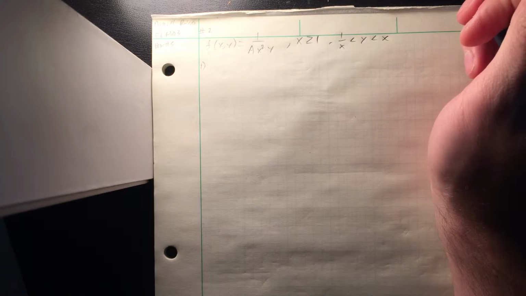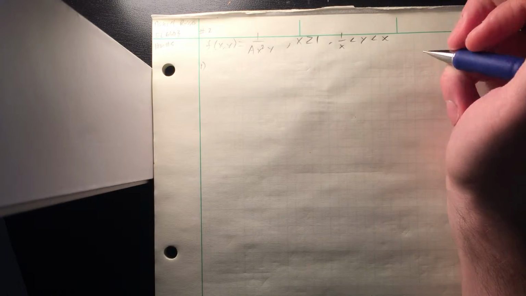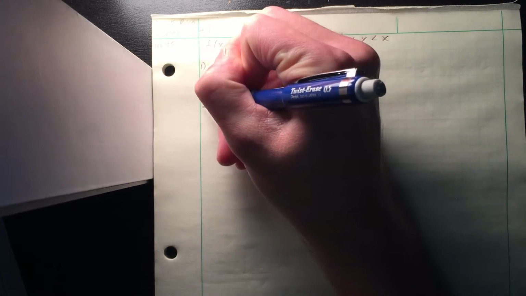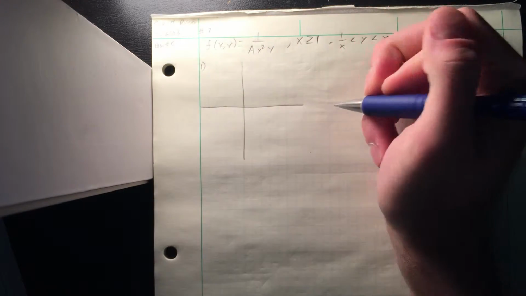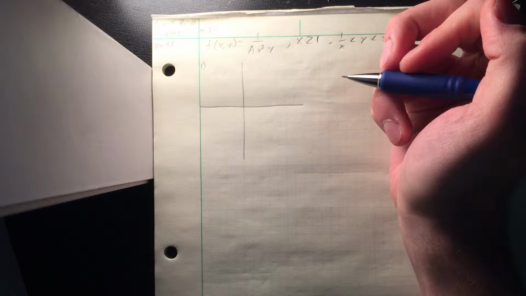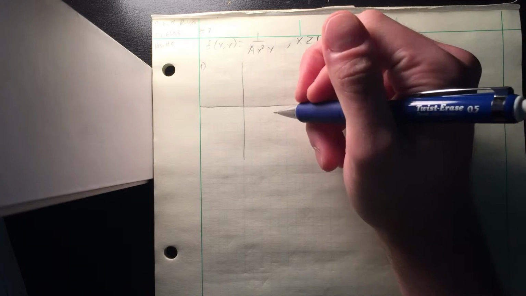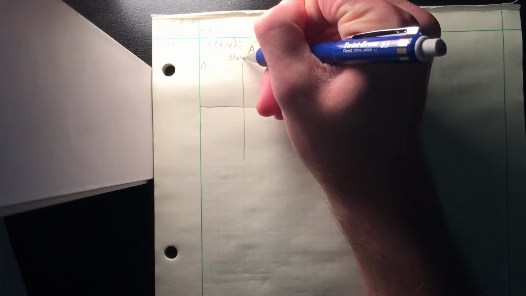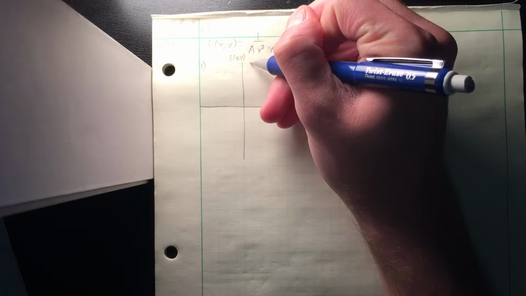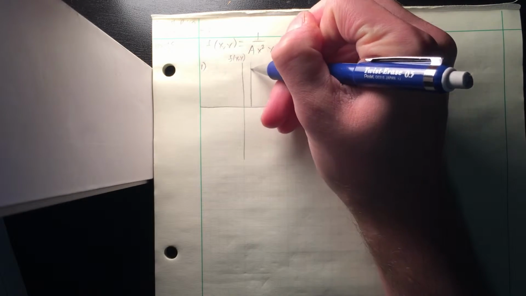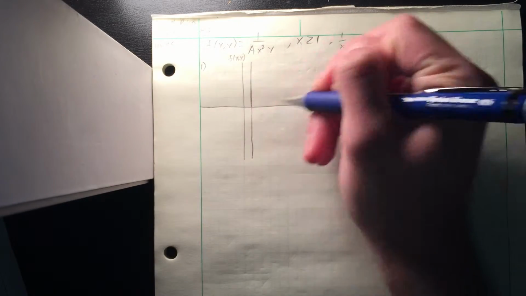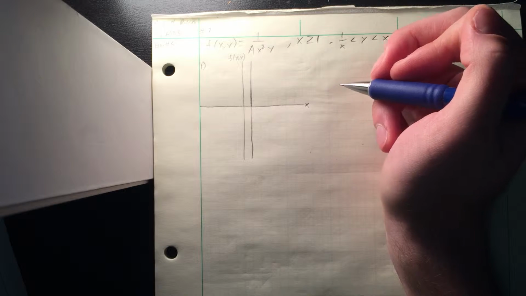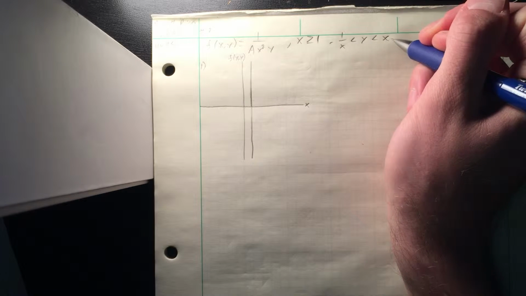Okay, so let's draw this out. Now we know that x is greater than 1. So right here, when x is 1, it's going to be a boundary line. So everything beyond this line will be valid. And we also know that y is valid from 1 over x to x.